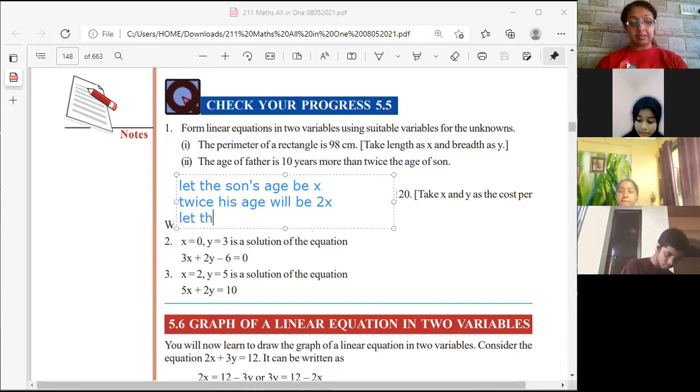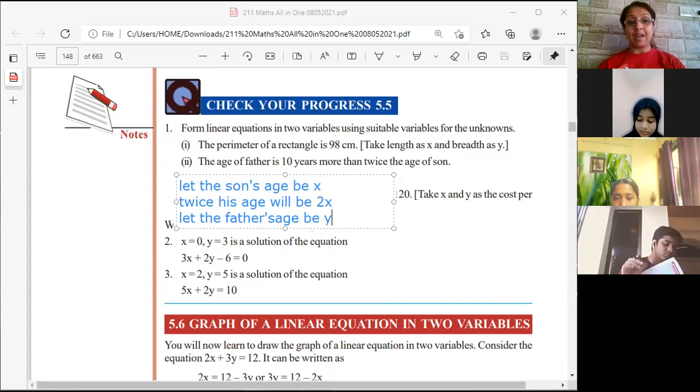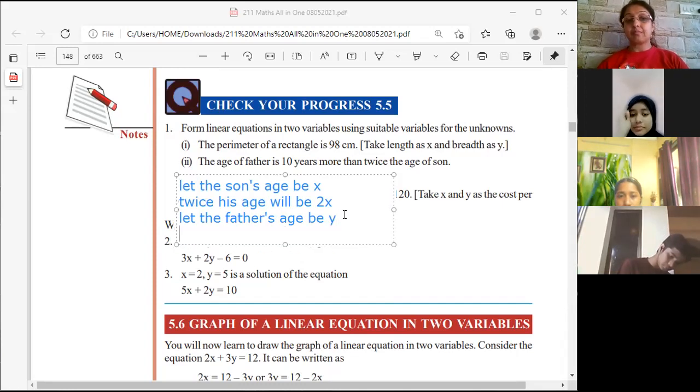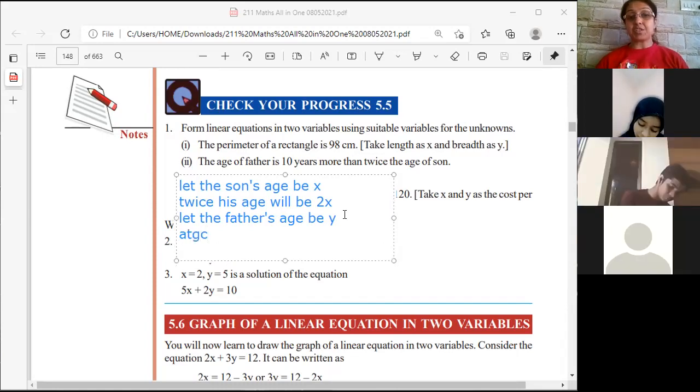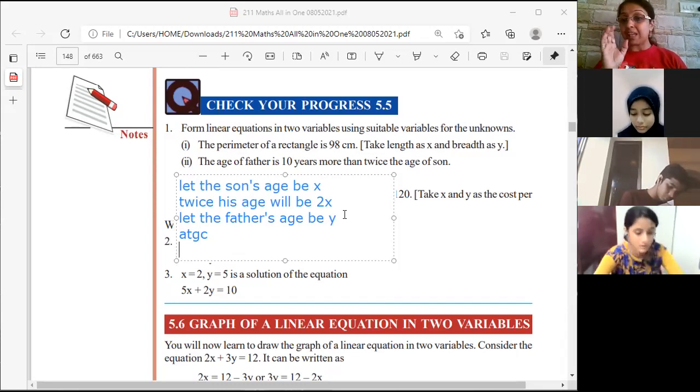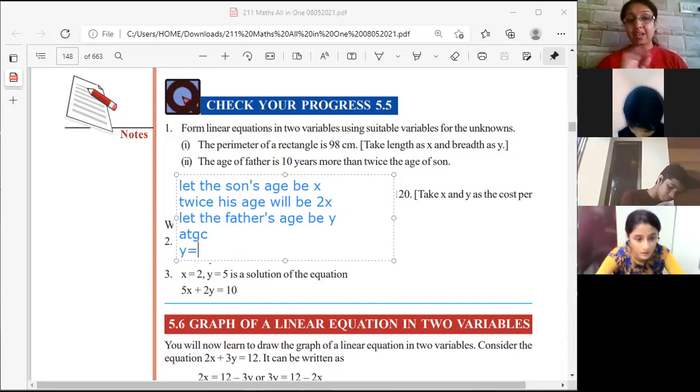Let the father's age be y, because they've asked me to use two variables. So I will take father's age as y. Now what can I do? According to the given condition. What is the given condition? The age of the father is. Now wherever the word is comes, it will be equal to. So y is equal to.